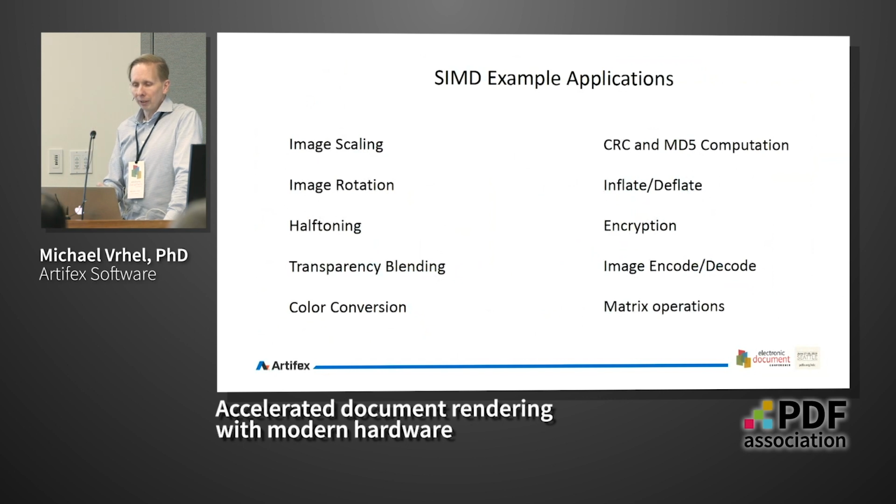So what can be done with SIMD? Well, there are lots of applications: image scaling, image rotation, halftoning, transparency blending, color conversion, CRC and MD5 computations, inflate, deflate. All these are great operations to take advantage of when processing PDF documents. Also encryption, image encode and decode, for example JPEG or JPX content, and obviously matrix operations.